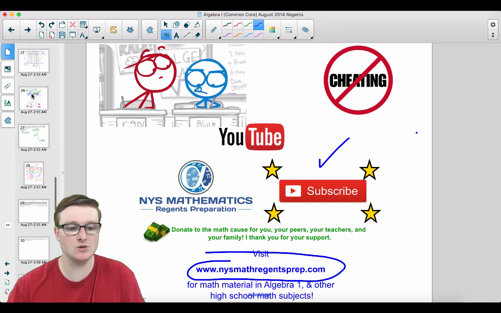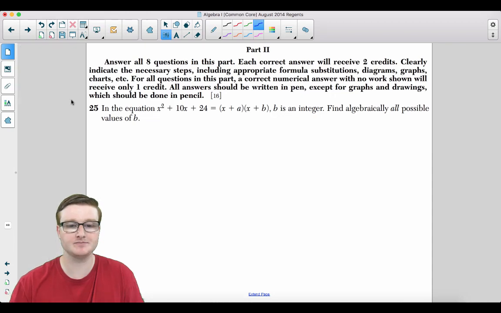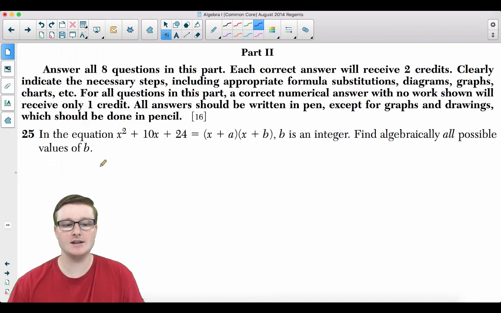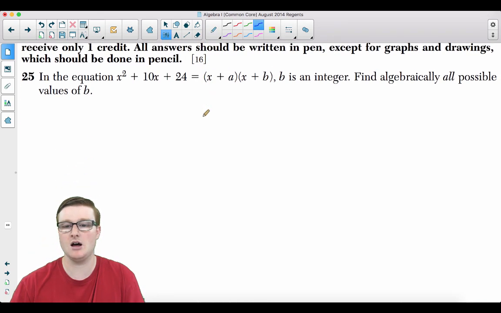Let's jump right into the part 2s. Here we go. All right, now you need to be a smart test taker. I said this a couple times before. The part 2s are supposed to be very quick. You should be able to answer them within no more than 3 to 5 minutes per question. They shouldn't take that long at all.